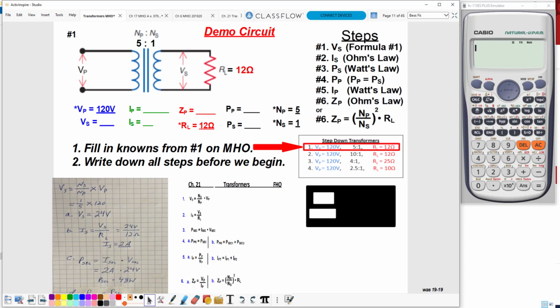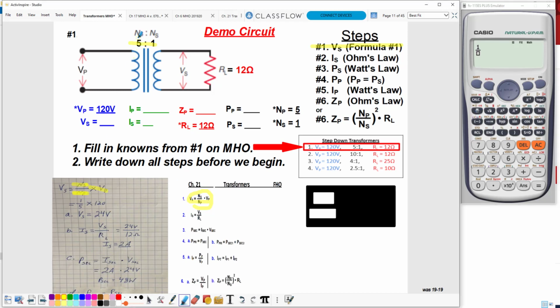Alright, so the first thing I need to do, if I look up here at my steps, is find the value of the secondary voltage. And I'm going to use formula number 1 to do that. It says that the voltage of my secondary is equal to the number of windings of my secondary over the number of windings of my primary times my primary voltage. So I look up here and NS goes first. That's 1.